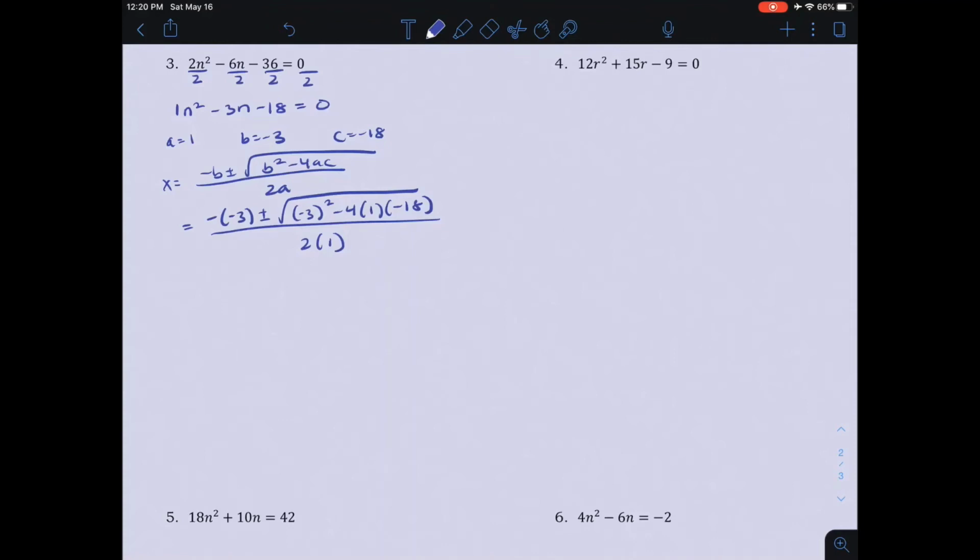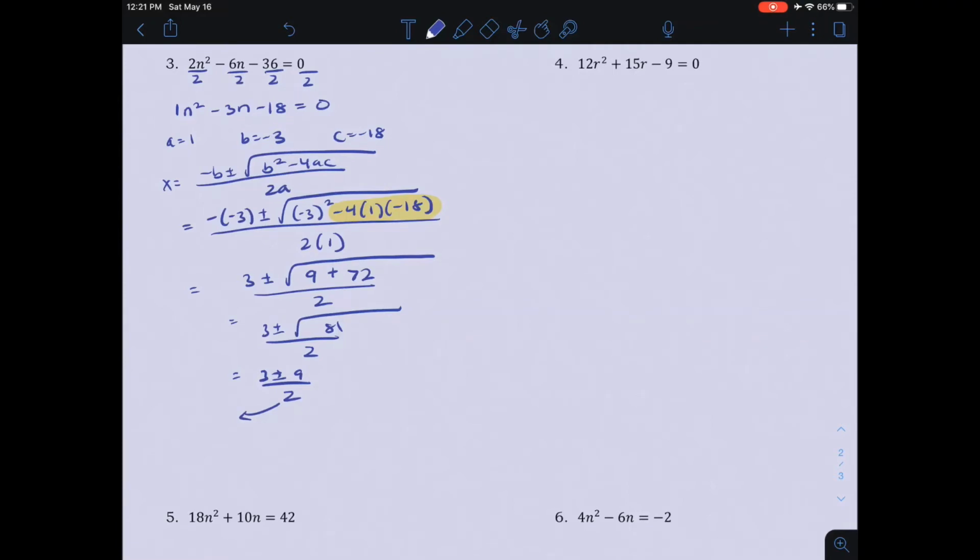And then from there, you're going to carefully simplify. So negative 3 is just positive 3. Negative 3 squared is positive 9. And then here, when you do negative 4 times 1 times negative 18, a negative times a negative is positive, and you'll end up with positive 72. Don't forget the denominator, all over 2. From here, we're going to carefully simplify what's inside the square root, right? 9 plus 72 is 81. And then from here, we're going to simplify the square root, right? Square root of 81 is just 9.